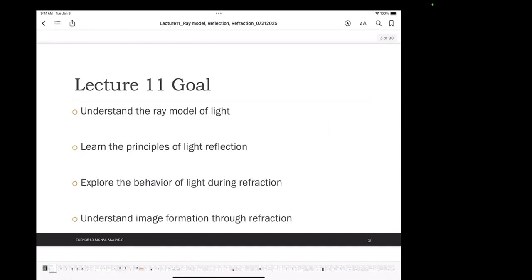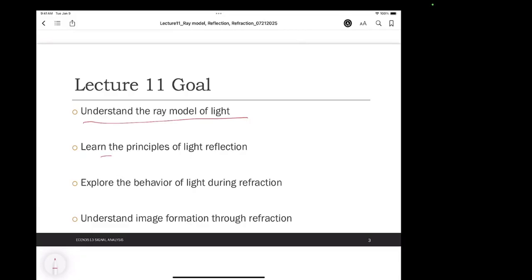This is today's goal for lecture 11. Firstly, we will understand the ray model of light. What is the ray model of light? What's the difference between the ray model and the wave model? And next, we will learn the principles of light reflection.